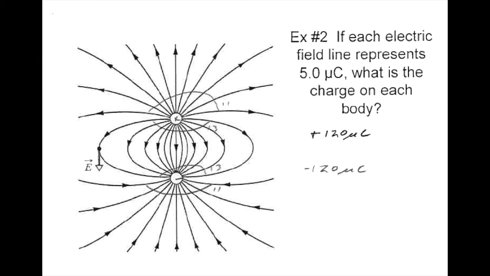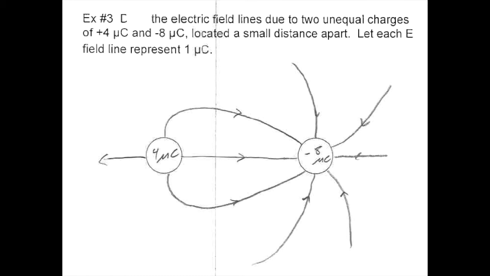And in this one, we're looking at the same drawing, but if each electric field line represents 5 microcoulombs, what's the charge on each body? Well, these are the same charge, so we get the same number of field lines coming from each. We count these up, we get 24, so 24 times 5, so they're 120 microcoulombs. This one's positive, that one's negative. In this example, we can see that we have 4 microcoulombs, and then this one is negative 8 microcoulombs.